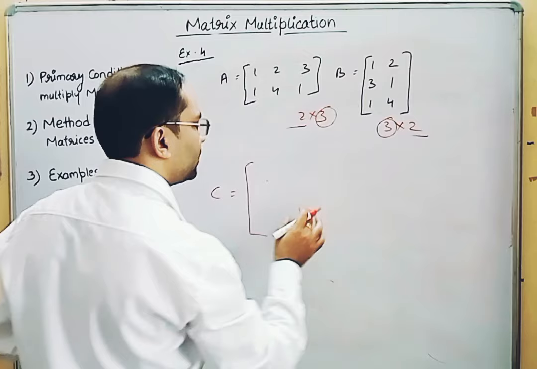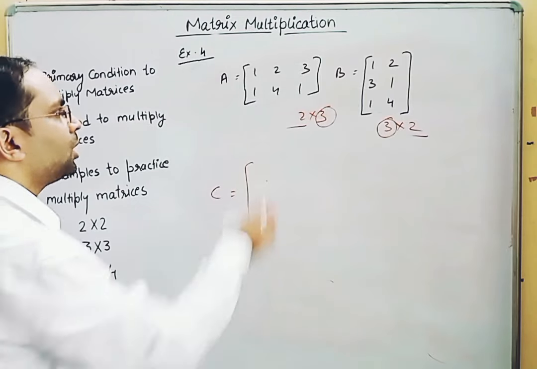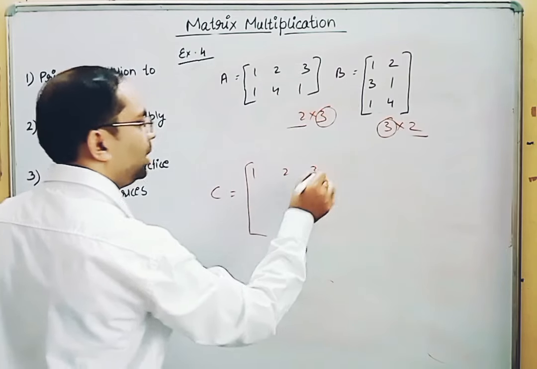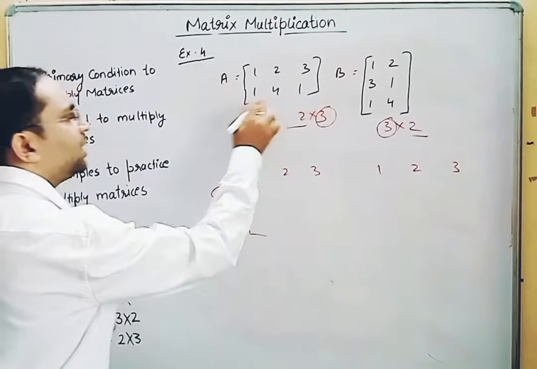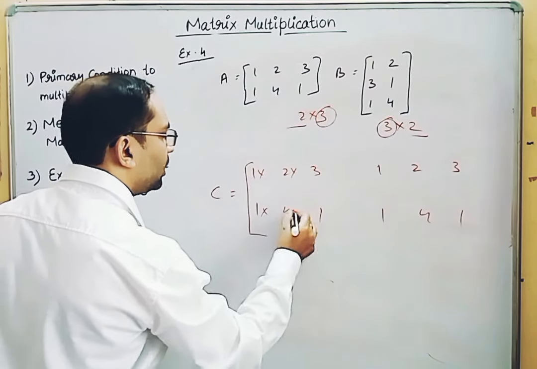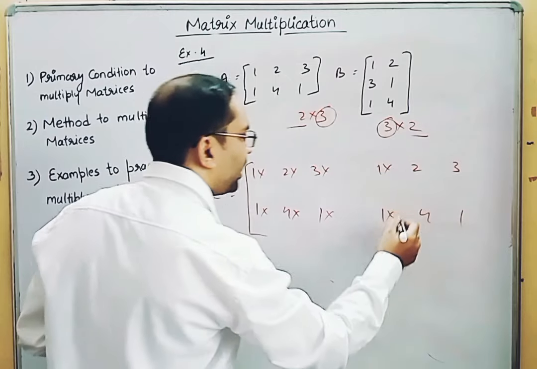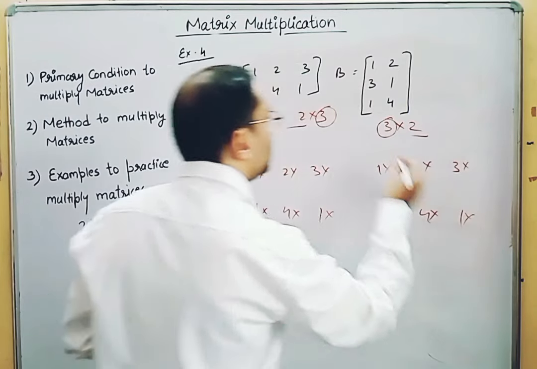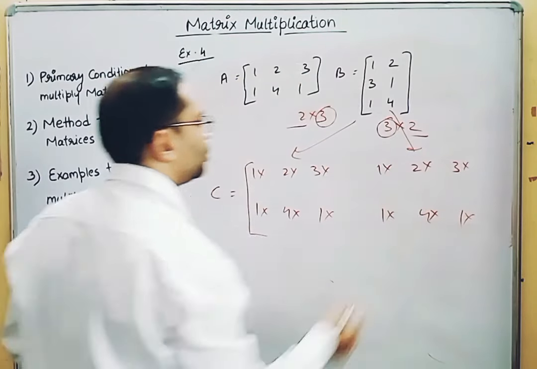So as it is a 2 by 2 matrix, we have 2 rows and 2 columns. So just we have 2 columns and we'll repeat this twice. So this is 1, 2, 3. One more time, 1, 2, 3. Then the second row 1, 4, 1, 1, 4, 1. And we'll supply a multiply sign in between all these elements. So let me write the multiply sign here. And now we'll supply these columns, column 1 here and column 2 here.